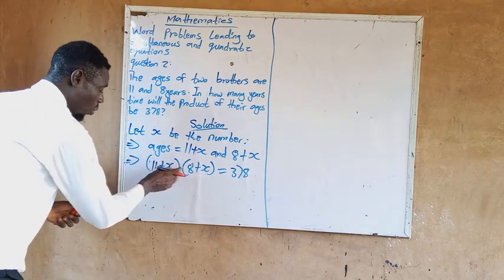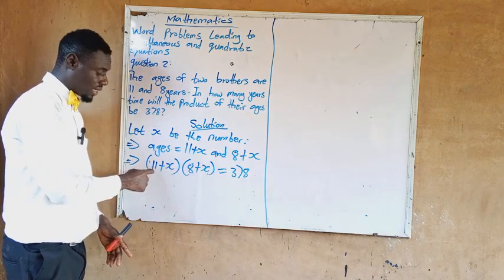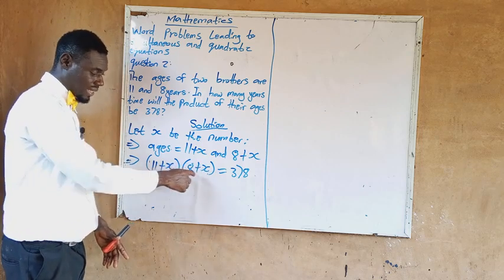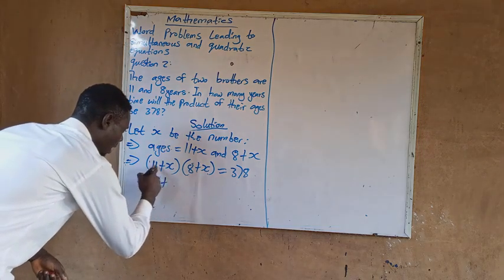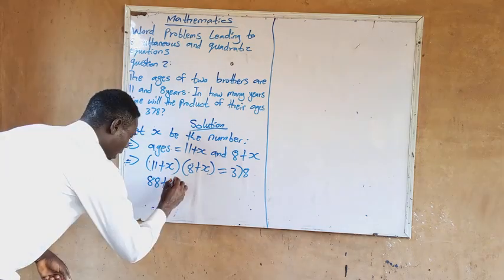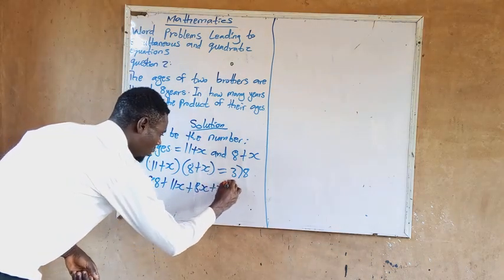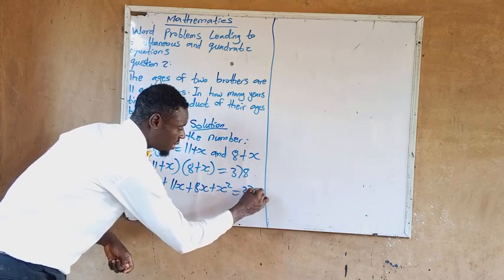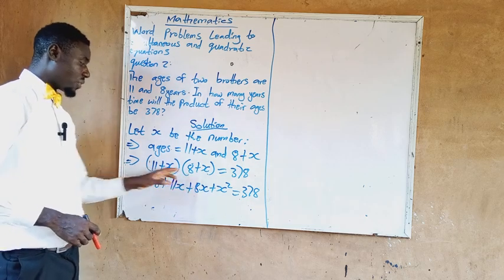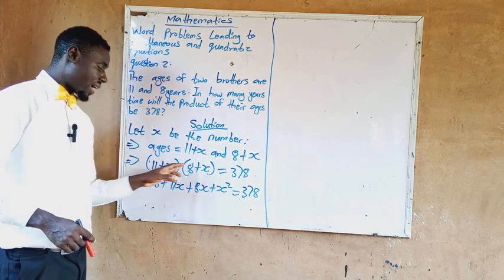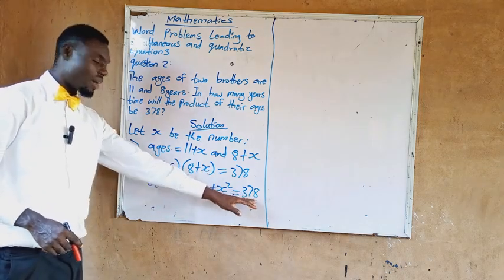Now, let's multiply. We open the bracket. We use the first bracket to open everything: 11 times this, 11 times this, and x times this, x times this. 11 times 8 gives 88, plus 11 times x gives 11x, plus x times 8 gives 8x, plus x squared, equal to 378. Then x times x gives x squared.